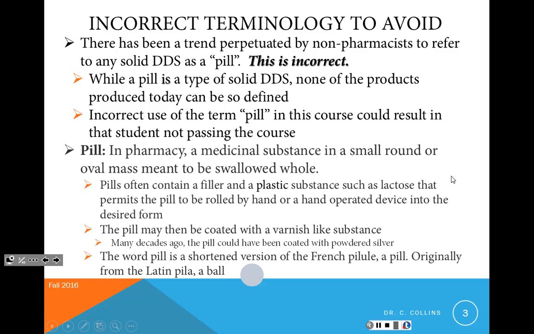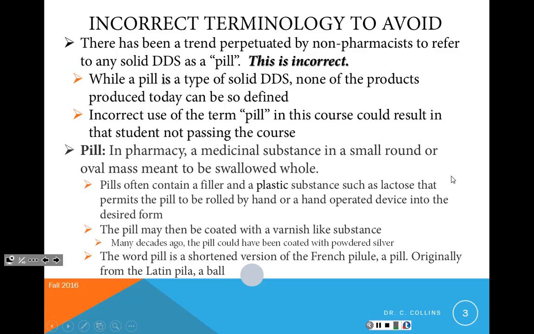Now, I will bring up, and I'll be forthright, this is a pet peeve of mine, a pet professional peeve, if you will. And since I'm the professor, I can express that. The term pill. I get a rash every time I hear it. It is not a generic term for drug delivery system. Tablet is not a generic term for drug delivery system, nor is capsule.